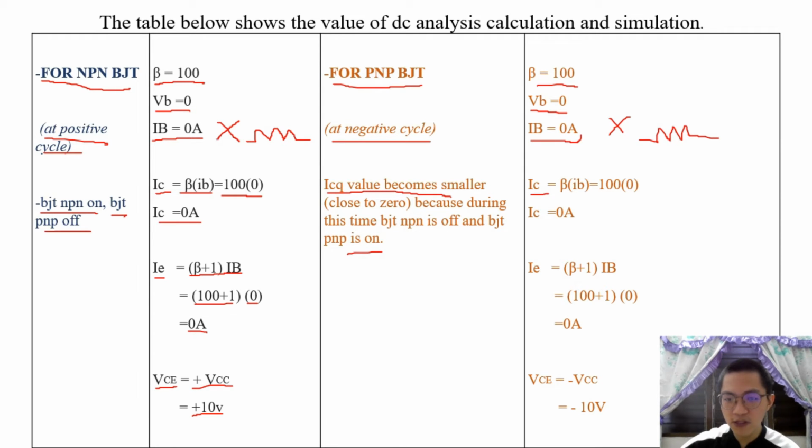To find IC, we use the formula beta multiplied by IB, 100 multiplied by 0, so we get 0 ampere. To find IE, we use the formula beta plus 1 multiplied by IB, which is 100 plus 1 multiplied by 0, so IE is 0 ampere. Actually, to find VCE, we can directly get it equal to negative VCC, which is negative 10 volt.